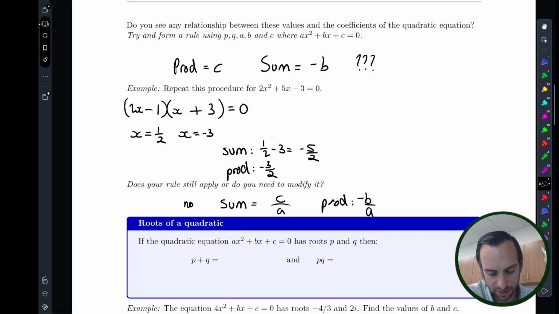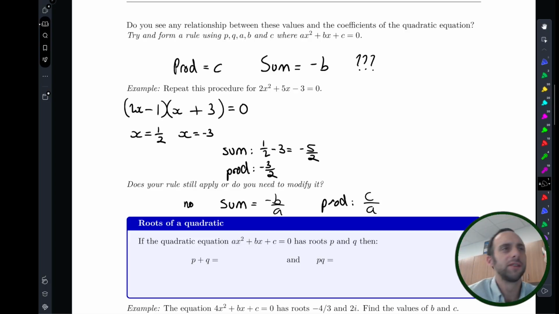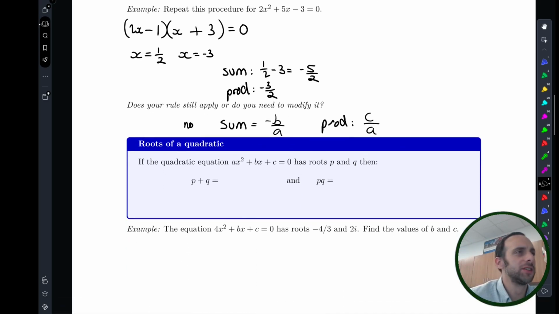Do I have that the right way around? Nope, I have that completely the wrong way around. Other way around. Sum is, that's the 5 over 2. That is the negative B over A. The product looks like the C over A. And this is actually true for any quadratic expression in the form ax squared plus bx plus c. If the roots are P and Q, the sum of these guys will be negative B over A, and the product will simply be C over A.